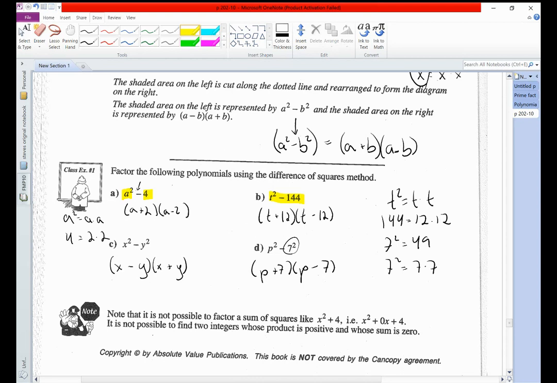There's also a little note down here that says it's not possible to factor a sum of squares where we have a positive value, x squared plus 4, because you can't find two integers whose product is positive and whose sum is 0. This trick only works if it was x squared minus 4.